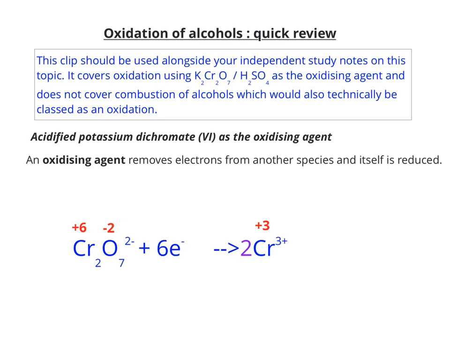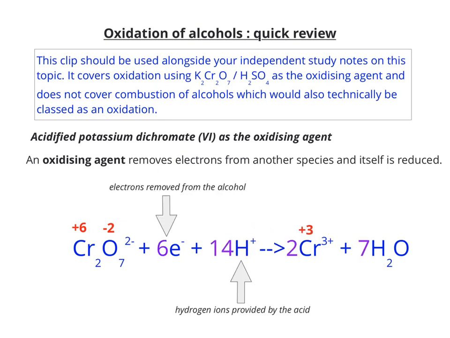Now you'll see that there's 7 oxygens on the left hand side, so they have to go somewhere as well. If you have 7 H2Os, you need to have hydrogens on the left hand side to justify that. So that's where you've got 14H+ coming in, hence why it has to be acidified. So that's our complete equation, and the electrons will come from an alcohol and the hydrogen ions will be provided by the acid.